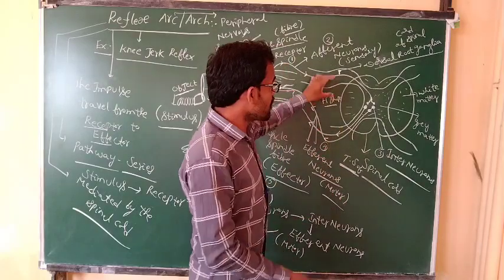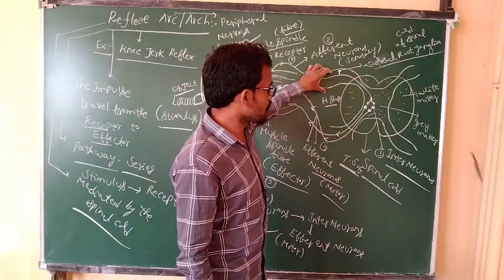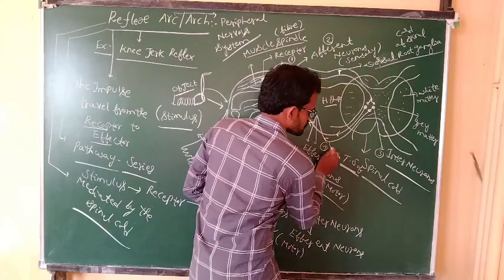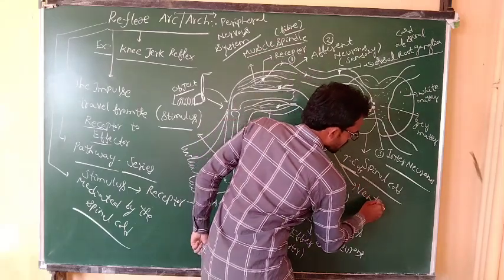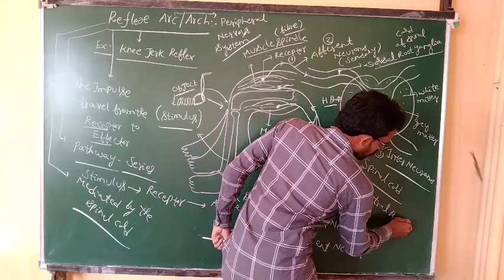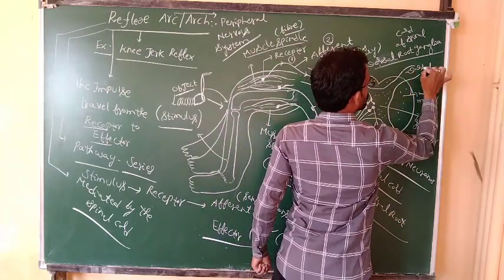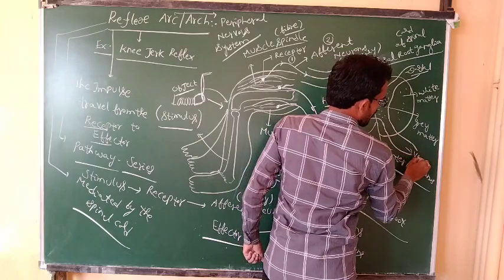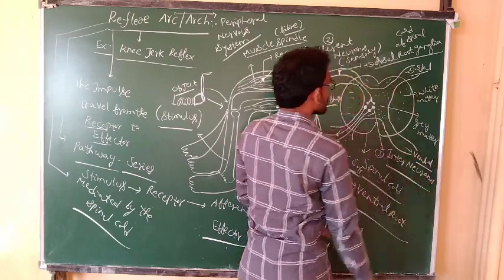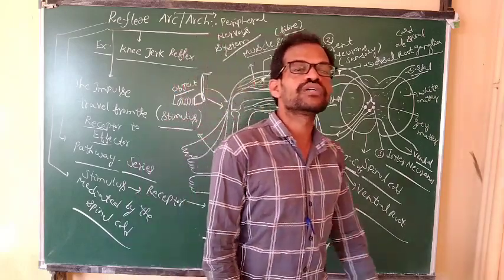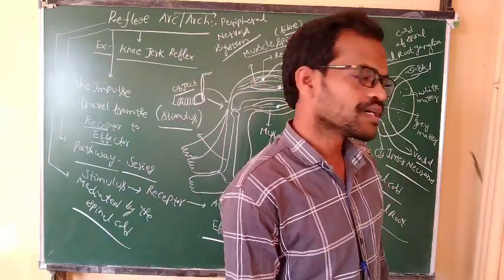It consists of the dorsal root and the ventral root. This is the dorsal root, the back side of the spinal cord. This is the ventral root, the front side of the spinal cord.